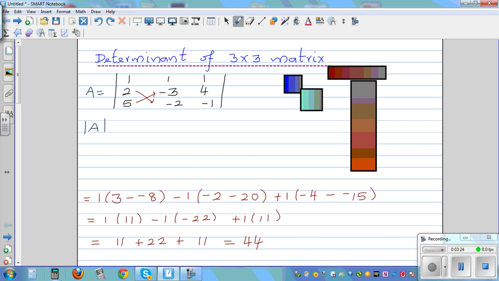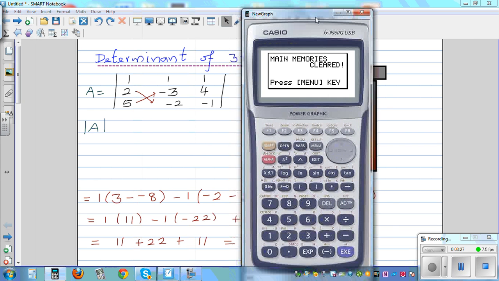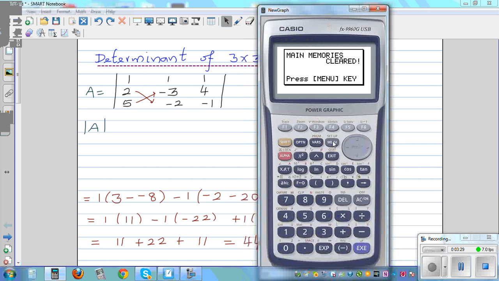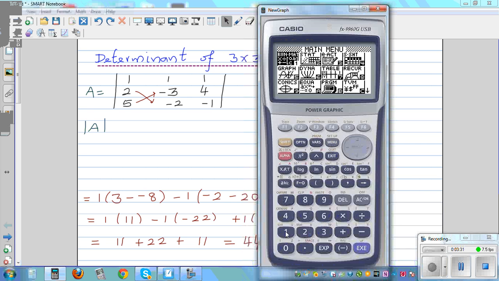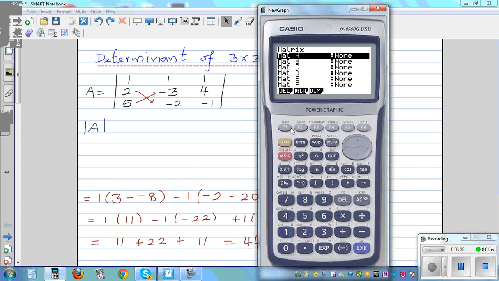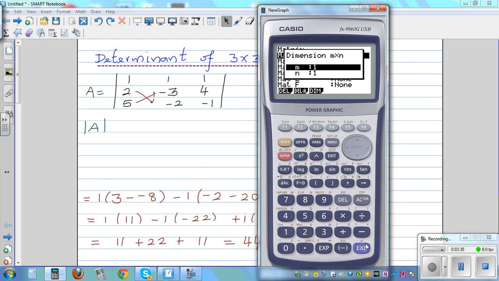And we can also do this on a calculator. Those who have a graphic calculator, this does that work. So let me show you that. So if you go to matrix and if you go execute, you type in 3. M stands for the row and N stands for the column. So this is 3 rows and 3 columns. So you type in 3 by 3. So this is called a 3 by 3 matrix.